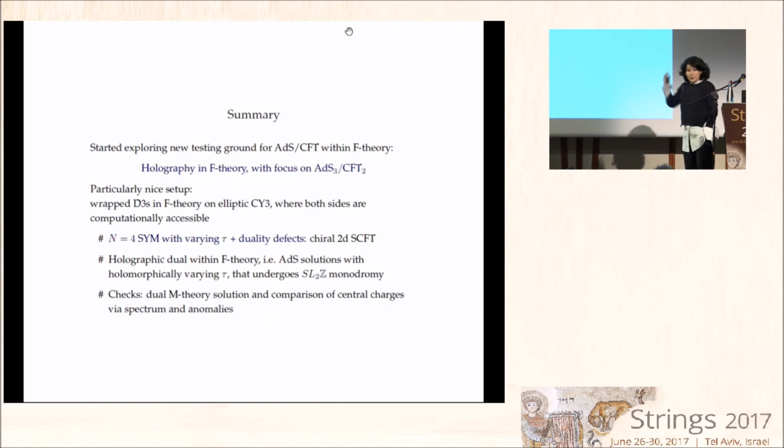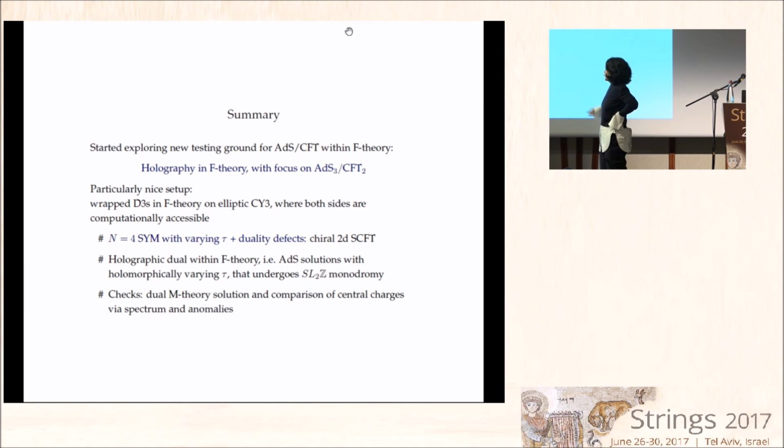Okay, so let me summarize because I'm out of time. What we have started is looking at holography in F-theory, specifically AdS3/CFT2. A particularly nice setup is the elliptic Calabi-Yau 3-folds, where we have wrapped the D3 branes in F-theory, which are then dual to AdS3 solutions. So what we're looking at is N=4 super Yang-Mills with varying tau, plus these duality defects, which give rise to 2D chiral CFTs. And dually, we have an AdS solution where tau is allowed to take a non-trivial profile.